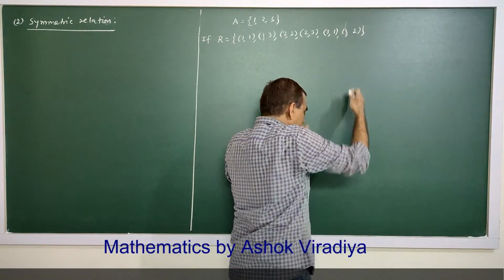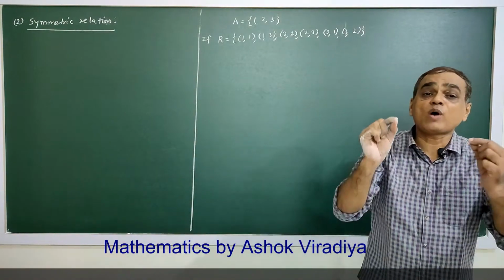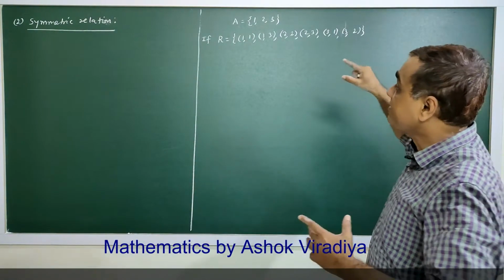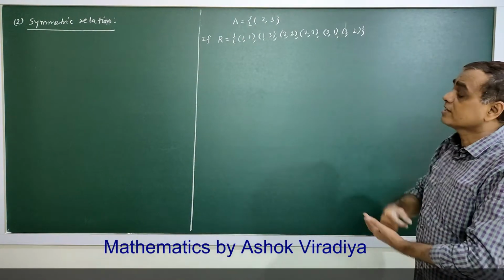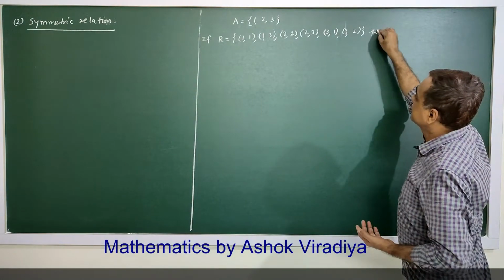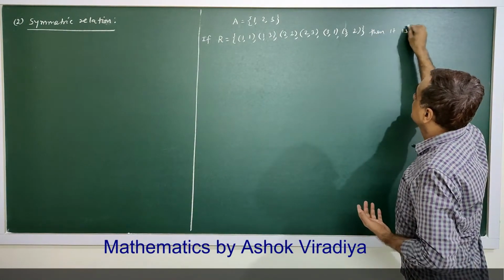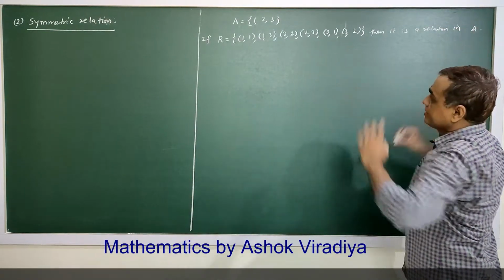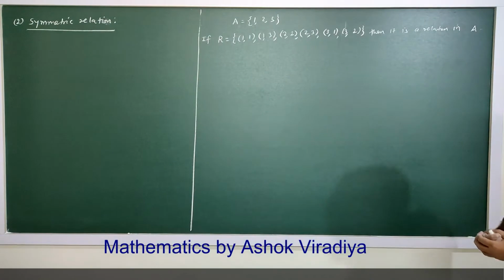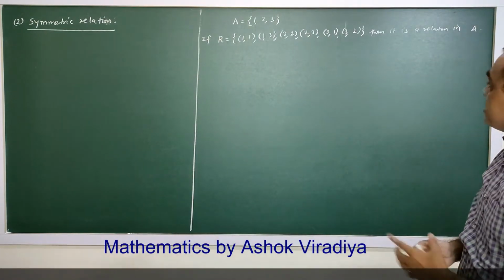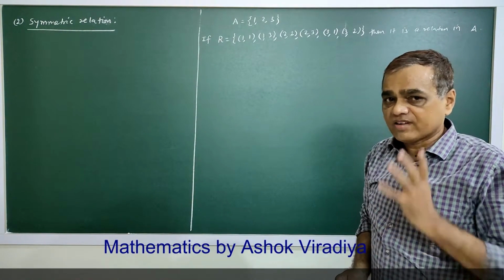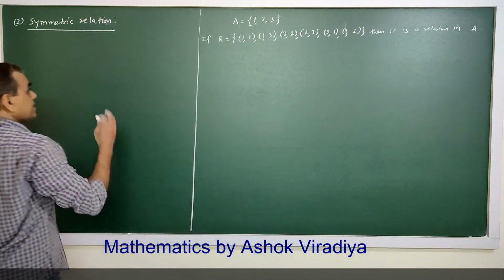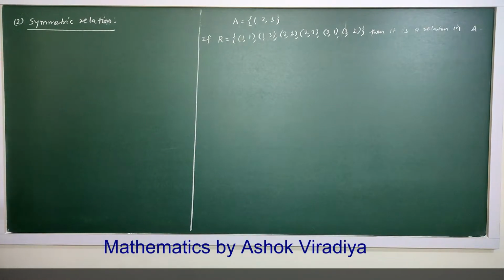See, we can make a list of 512 subsets of A cross A. This is a subset of A cross A. So here, if we take this R, then it is a relation in given set A. It is one relation. It is a subset of A cross A. Now look here. I have taken this example to explain this word symmetric relation.